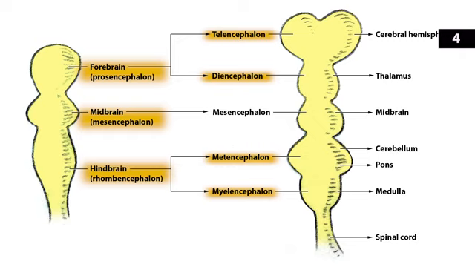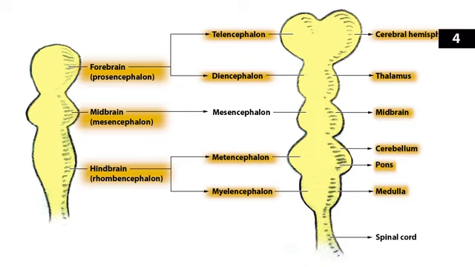Well, the telencephalon becomes the cerebral hemispheres, the basal ganglia, the hippocampus, and the amygdala. These are the high-level structures in the brain. The diencephalon becomes the thalamus, the hypothalamus, and the optic nerves and tracts. The mesencephalon becomes the midbrain. The metencephalon becomes the cerebellum and the pons. And the myelencephalon becomes the medulla.